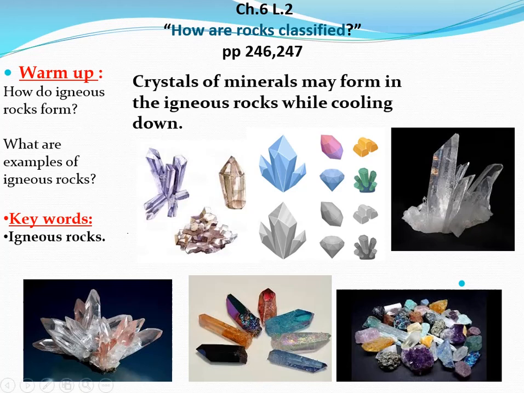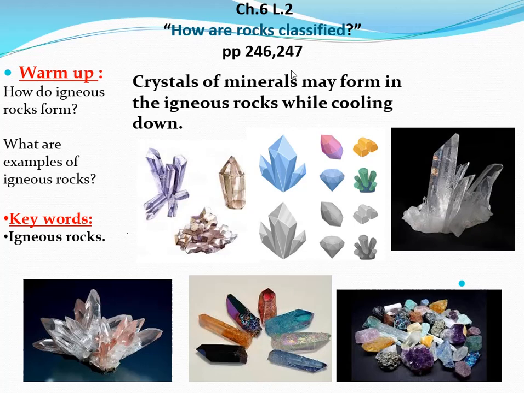They are natural solids that are formed between the rocks or inside rocks, or make up the rocks. Crystals of minerals may form in the igneous rocks while cooling down. I just want to tell you something. If you want to know more about minerals, we have the first lesson in chapter 6, lesson 1. How are minerals classified? It's talking about minerals. It's extra information. You can read this lesson for extra knowledge. It's in your book, okay? Page 239 till page 243. This is extra if you want to read about minerals.